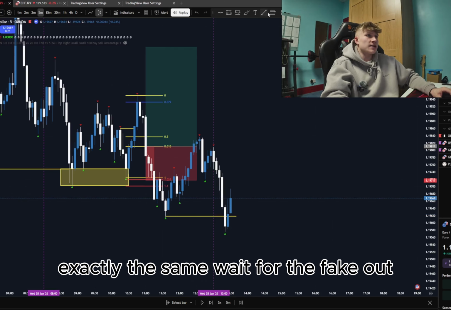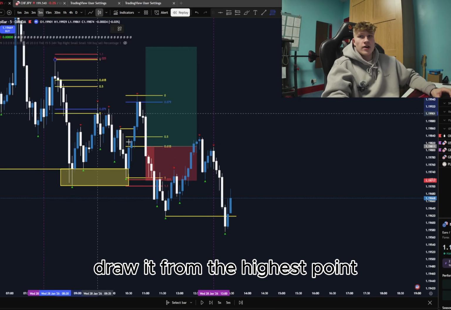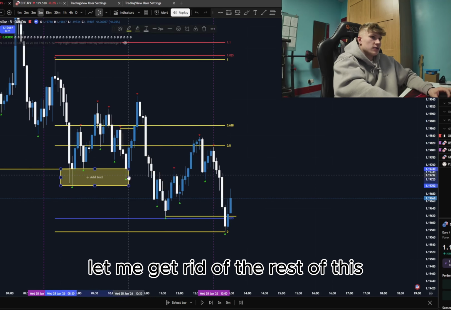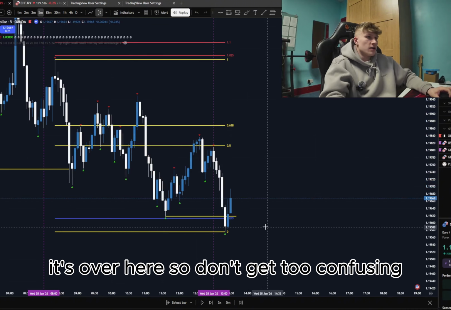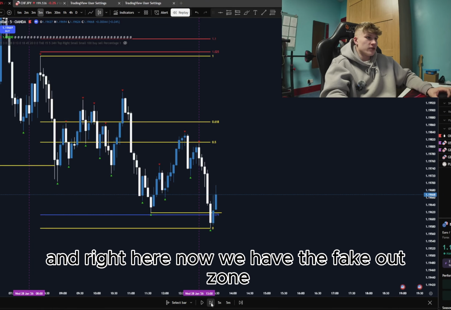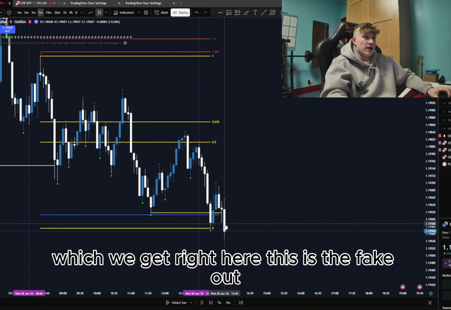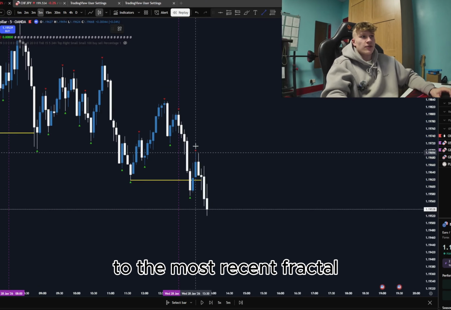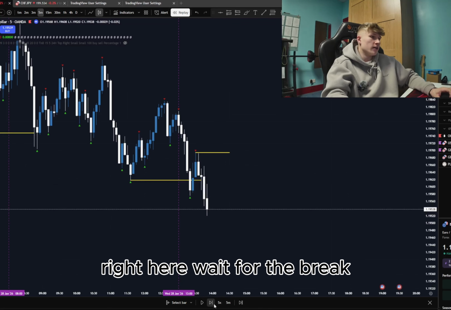We get the sweep right here, exactly the same, wait for the fake out, draw it from the highest point all the way down to the lowest point. Let me get rid of the rest of this over here so it doesn't get too confusing. And right here, now we have the fake out zone, waiting for a tap into this, which we get right here. This is the fake out. Now we're looking for that break of structure to the most recent fractal. Where's the most recent fractal? Right here. Wait for the break.